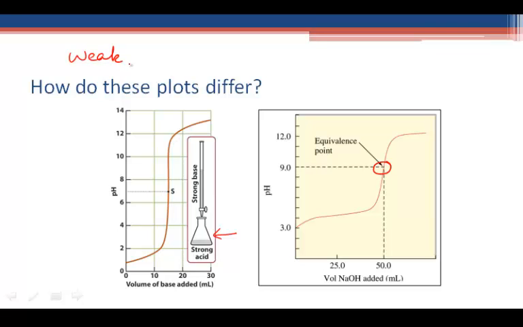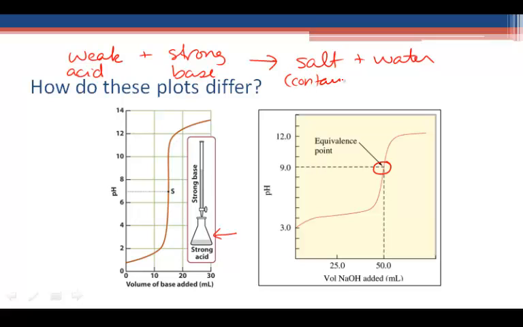Our titrant, what we're adding to it, will generally always be strong. So we're going to have a weak acid plus our strong base. Okay, you're still going to get a salt and water. But notice that in this case, one of the ions in the salt will be the conjugate base of that weak acid. So this will contain our conjugate base.